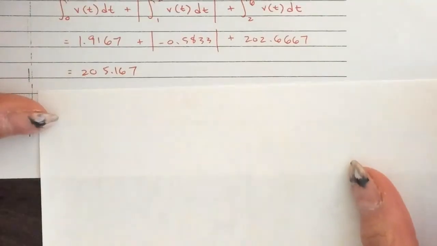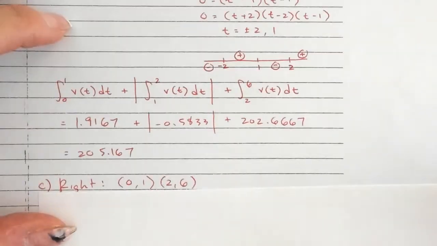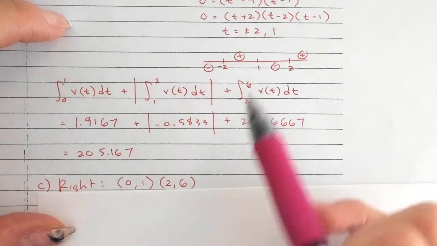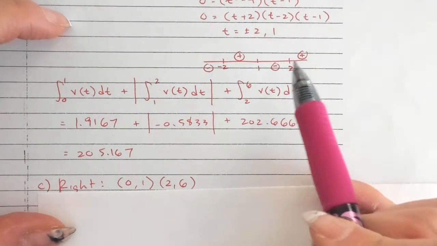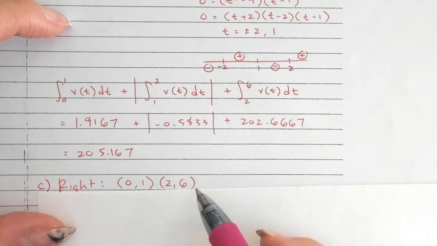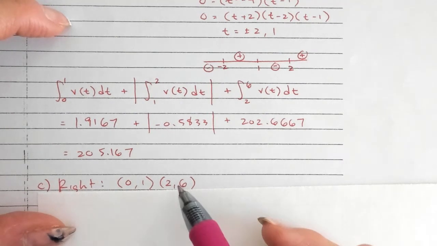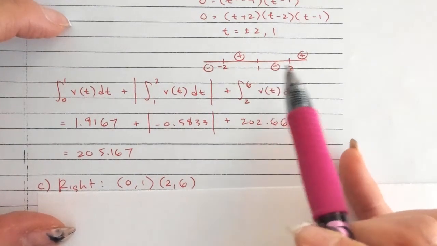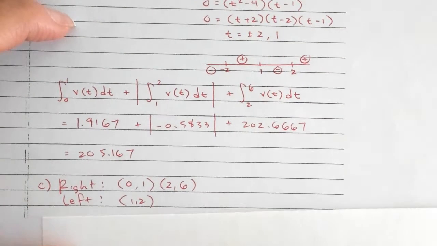And then, what's your final answer for right? There we go. So not from -2 to 1, but from 0 to 1. Not from 2 to infinity, but from 2 to 6, because we have to stop at 6. Where are you going to the left? You're going to the left between 1 and 2, so between 1 and 2 seconds.